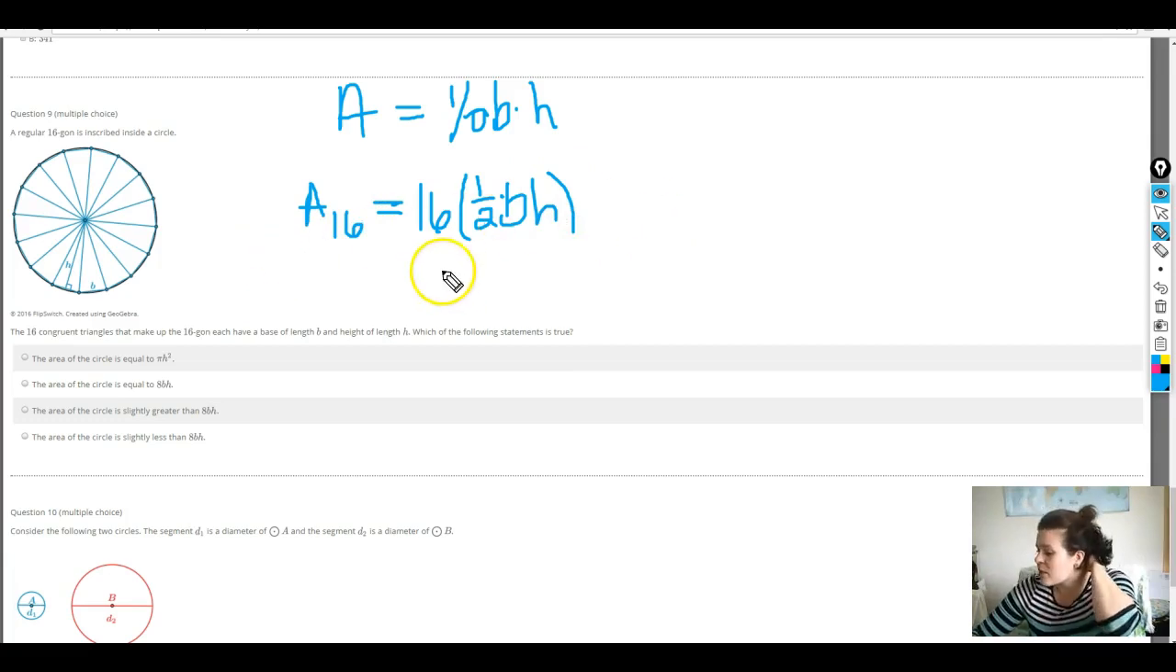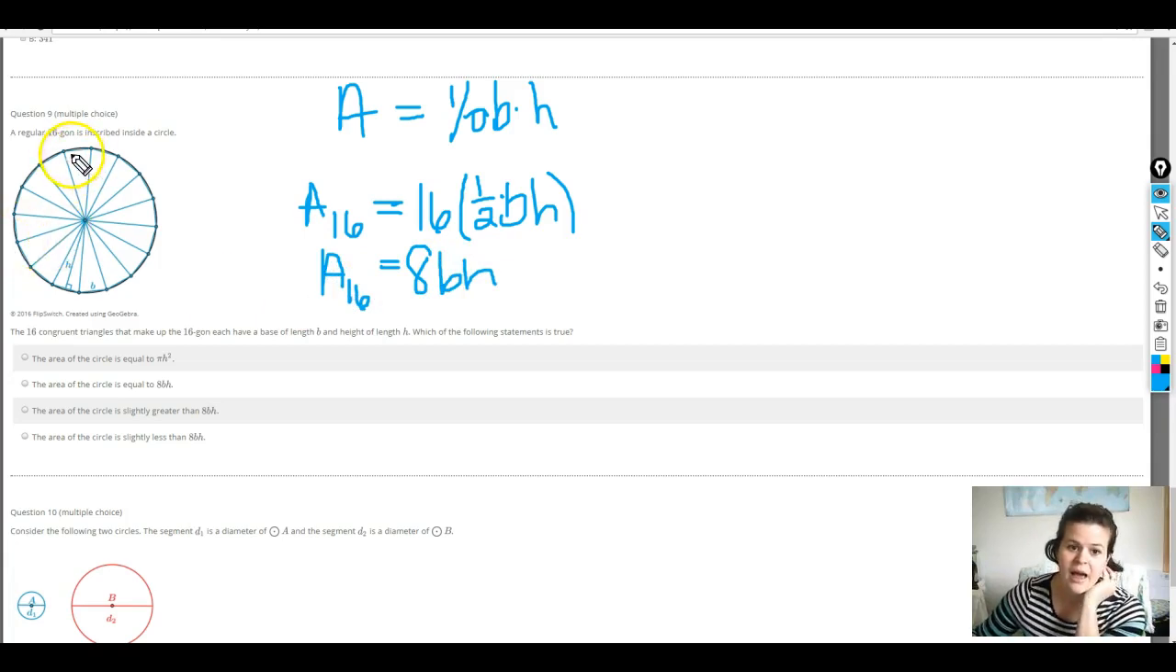Now when you're multiplying, we can combine our numbers. So 16 times 1/2 is equal to 8 times the base times the height. So the area of our 16-gon is 8 times base times height. And like I said earlier, the 16-gon leaves a slight area between the base of it and the circumference of the circle. So the area of the circle is going to be slightly greater than 8 times base times the height.